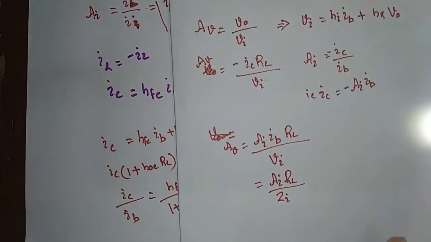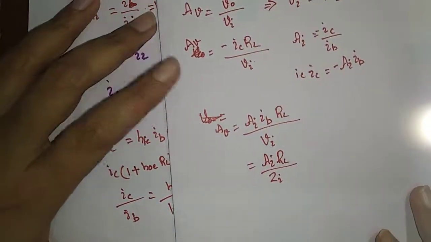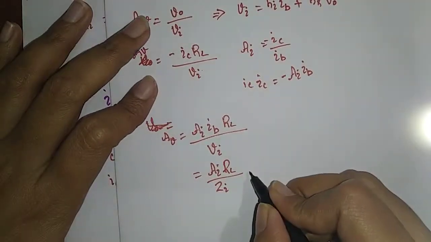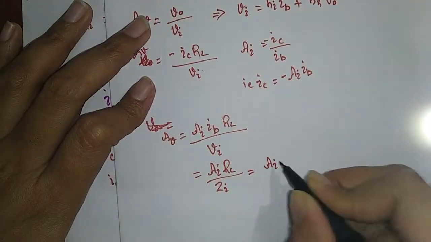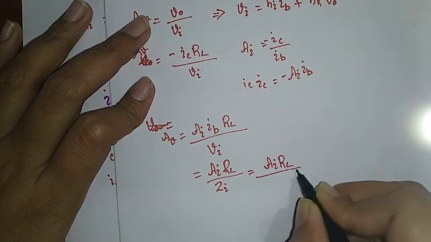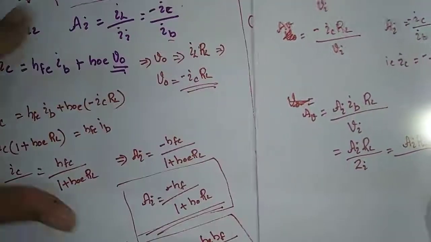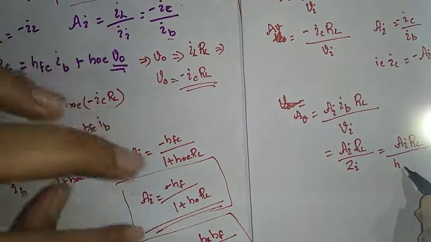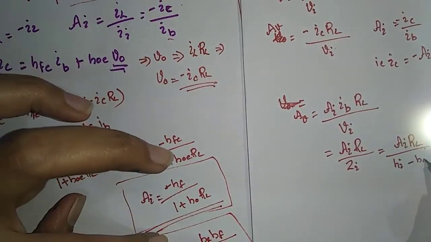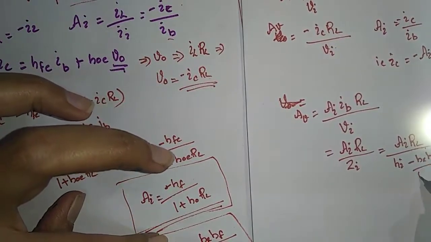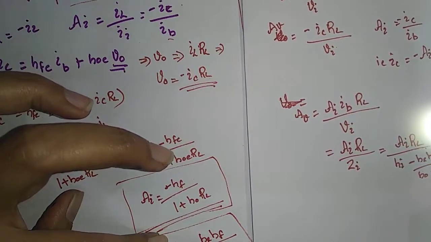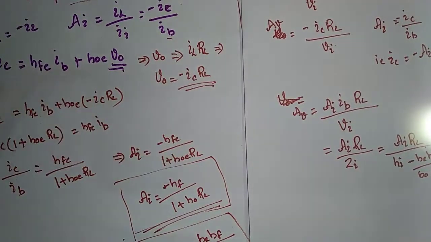Just now we have found out the equation for input impedance. So if I am substituting my equation for input impedance, that is AI into RL divided by, what is the equation for input impedance? That is Hi minus Hr Hf divided by Ho plus 1 by RL. This is the equation for Zi. And I can also put the equation for AI, isn't it?